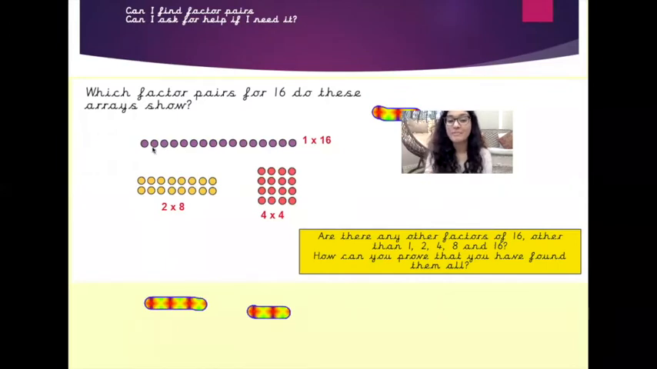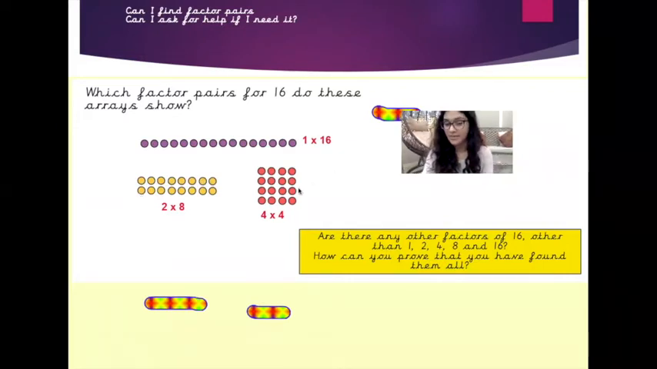So the first one in purple shows 1 times 16 because it goes 16 across and just 1 up and down. So you look at the columns and the rows when you're making your factor pairs. Another example, the yellow one here, you have 2 dots going down and 8 circles going across. So that means that the factor pair is 8 times 2. So you go across, you go upwards, and then across.